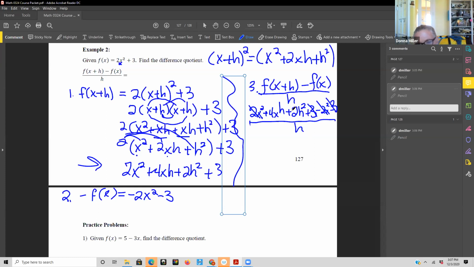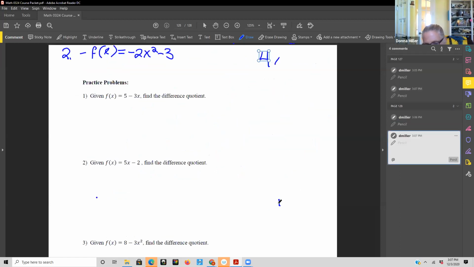The reason that happens is because the top now becomes just 4xh plus 2h squared over h. And I can factor the h out of the top. If I take an h out, I'm left with 4x plus 2h, and I have an h on the bottom. And those cancel. The h on the bottom should always cancel with an h on the top. If you can't cancel an h, you've done something wrong. The h's always have to cancel. And I end up with 4x plus 2h.